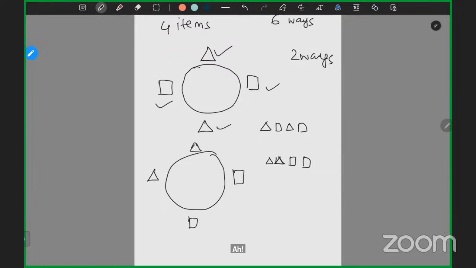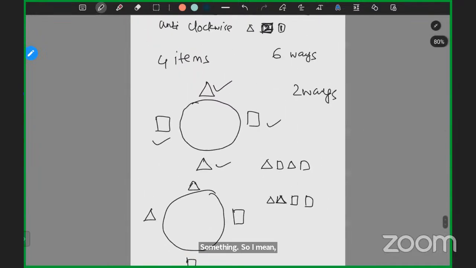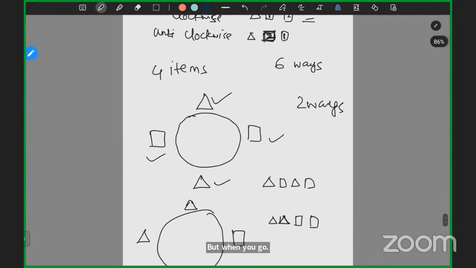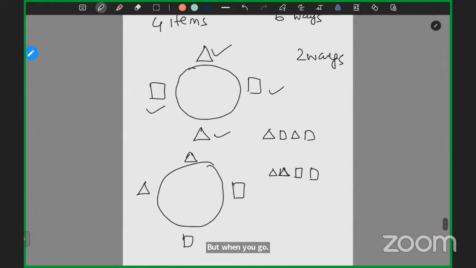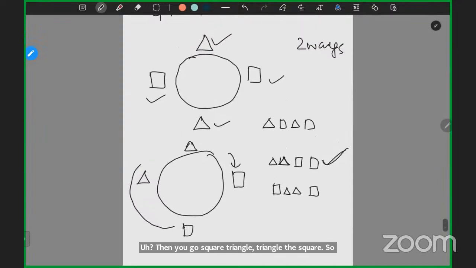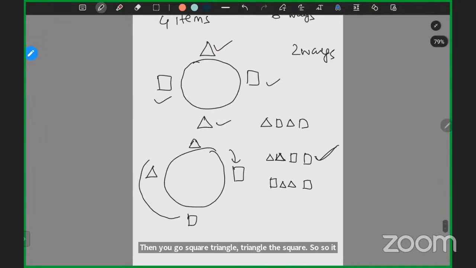See, this is becoming a little bit difficult, but when you go triangle, square, can this be triangle, square, then triangle? Yes, sir. So triangle, square, triangle, square. If you see, it's this one only. See what you did is, let's say you start from here, then you go square, triangle, square. You reach here, so it's the same thing. Basically, it does not matter from where you start. It's just the order that matters. Yes.